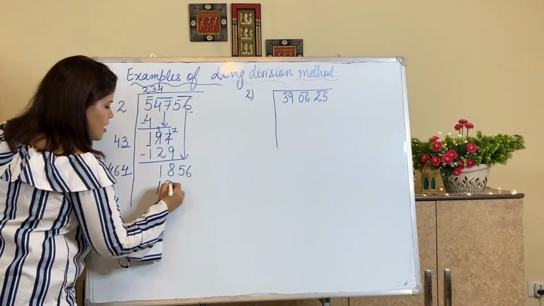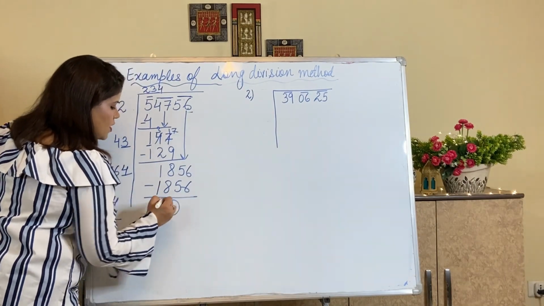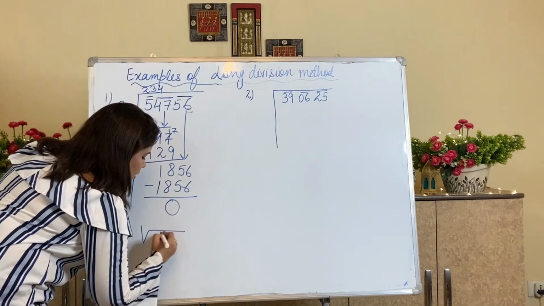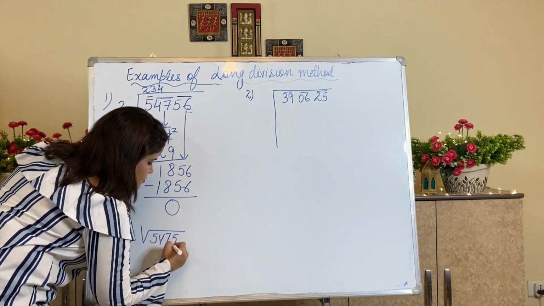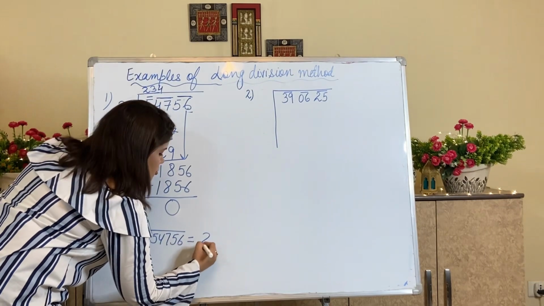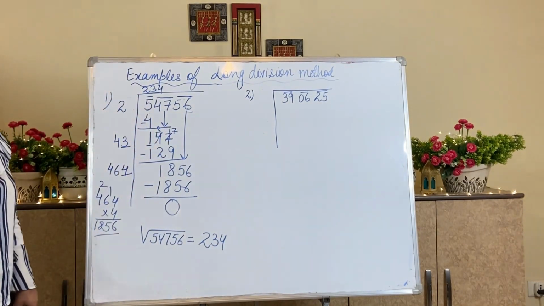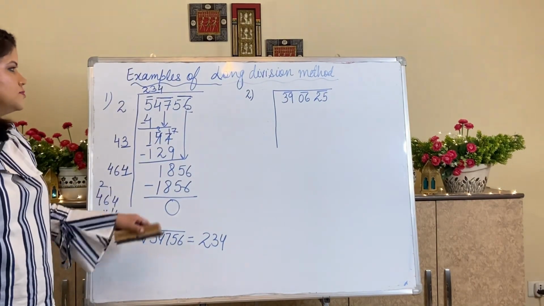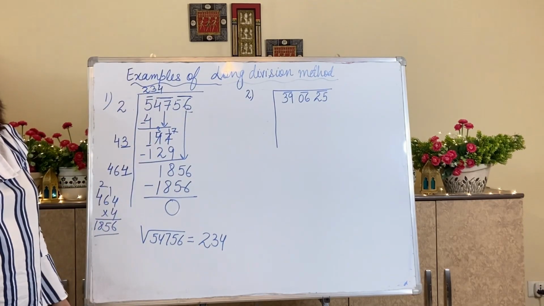So 1856, and I am getting 0 as a remainder. So what will be my square root? The square root of 54756 is 234. It is very easy. Nothing is difficult here. Just follow the steps. Keep on doubling this and you will get the answer.